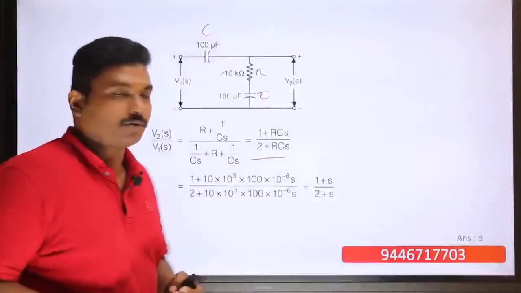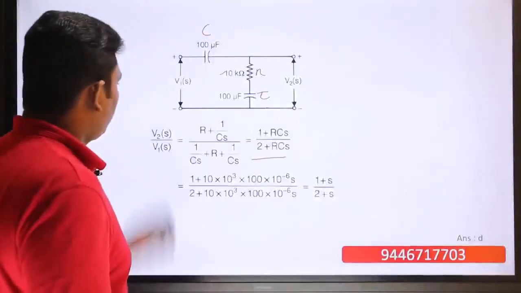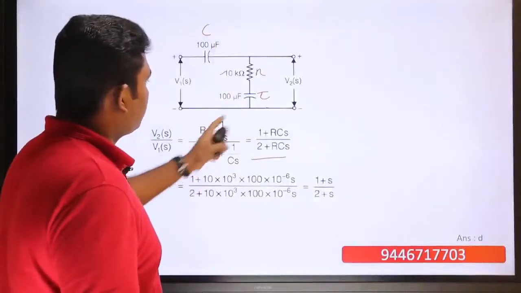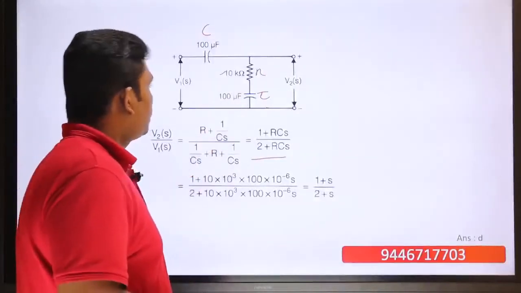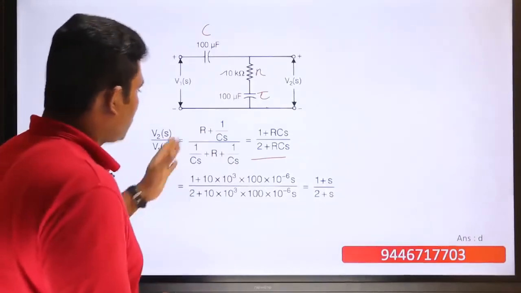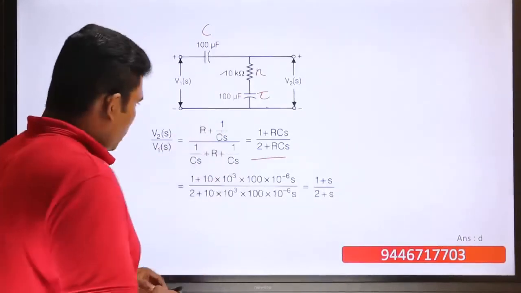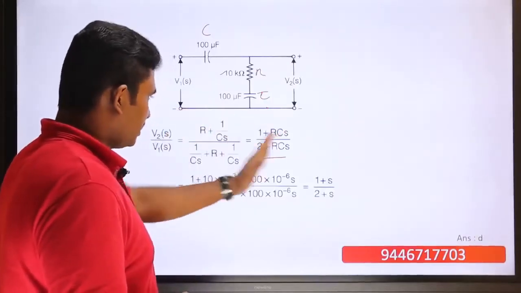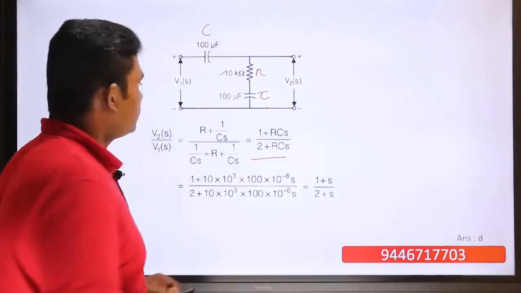So continuing with the problem, V2 of s divided by V1 of s equals (1 by c of s plus 1) divided by (1 by c of s plus r plus 1 by c of s). So reducing the expression, we will get it as 1 plus RCS divided by 2 plus RCS.